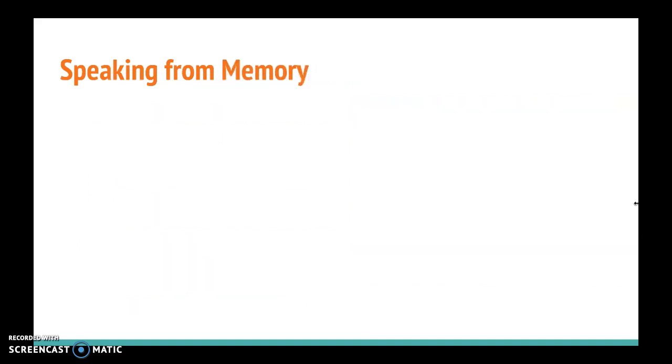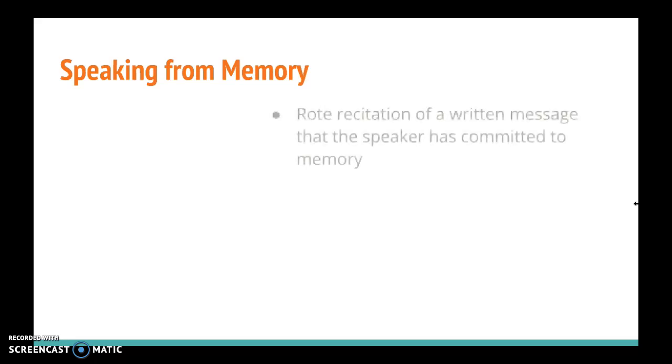Next, we have speaking from memory. Now, memorized speaking is the rote recitation of a written message that a speaker has committed to memory. So it's very similar to a manuscript delivery in that you have carefully planned out every single word that you want to say. But now instead of reading it off of the page, you have memorized the whole thing. It's all in your head. So instead of it being in front of you, it's all in your memory and you are pulling it from your memory as you are delivering it.